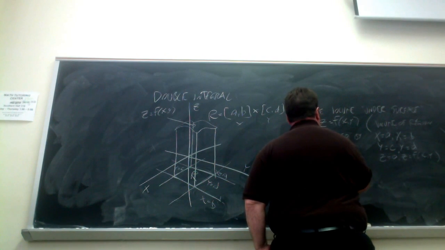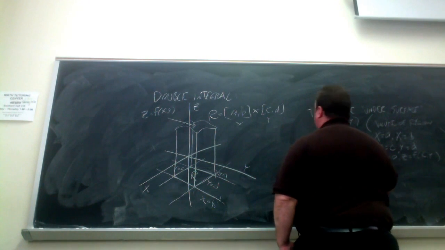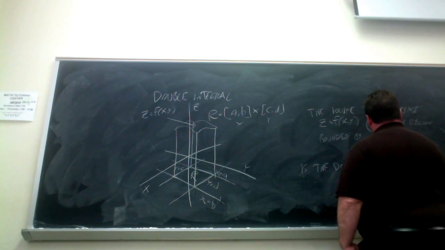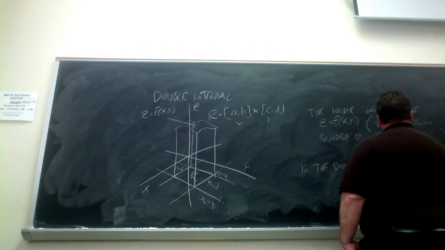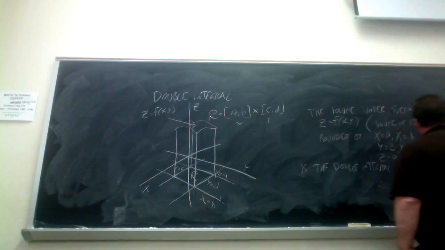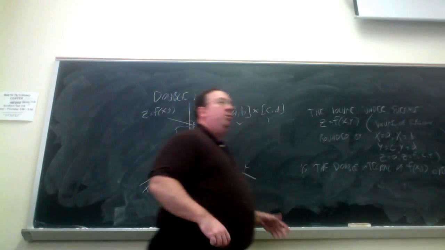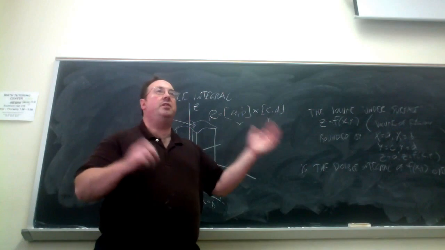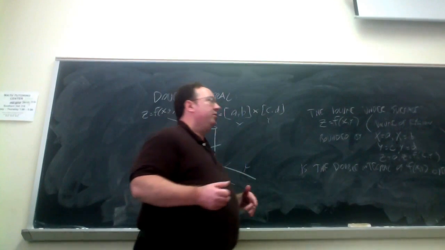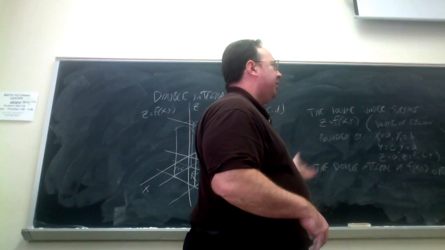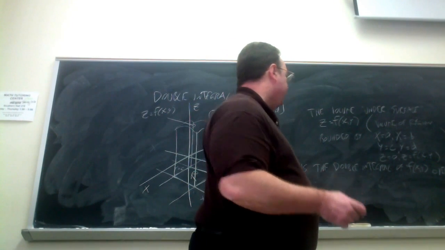And that volume is given by the double integral of f over a rectangle R. So single integrals were over an interval, double integrals are over some sort of two-dimensional region. Today we're talking about rectangles. Later this week I'll move to more general regions.